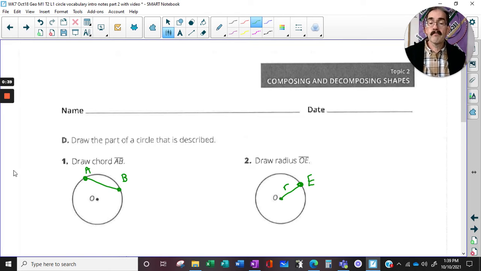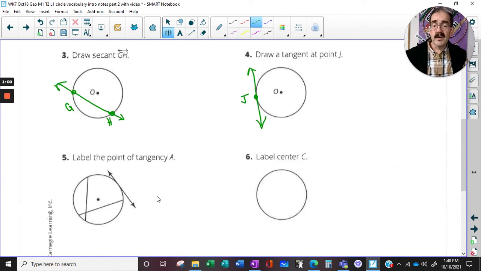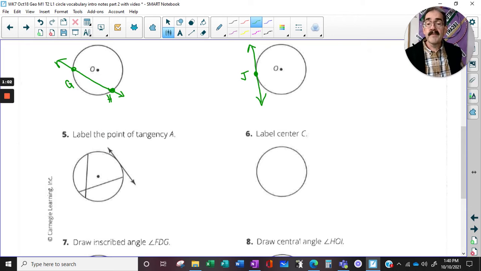Okay. Secant goes through. Usually thought of as a line. G, H. Tangency. J. And normally it's a line also. Label the point of tangency A, where it touches in one spot and one spot only, the center.